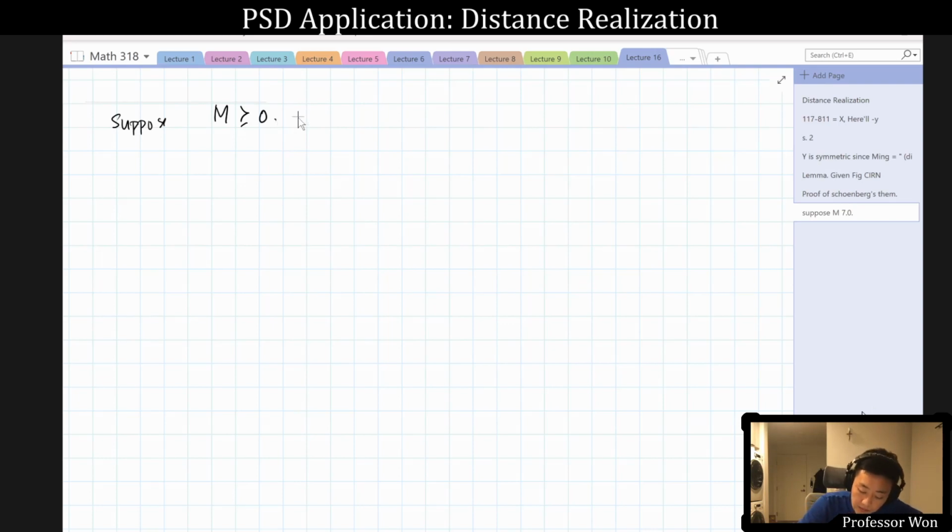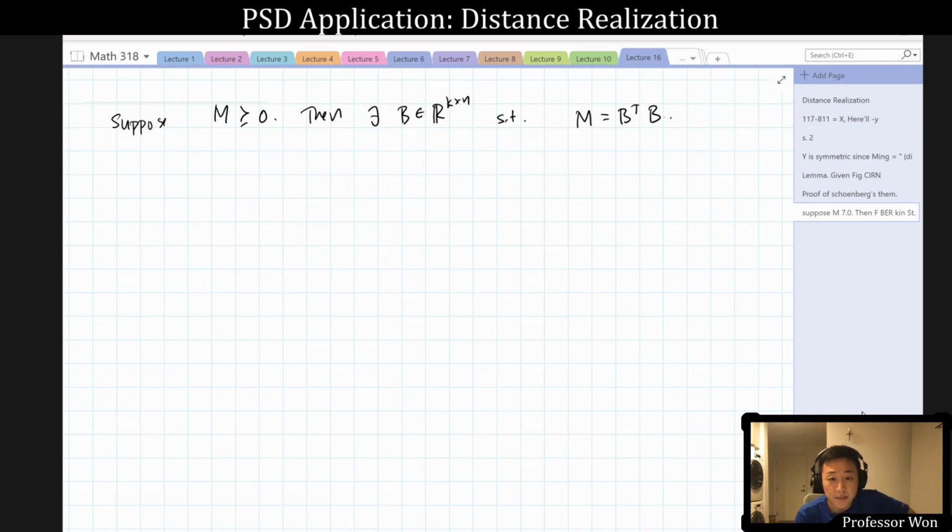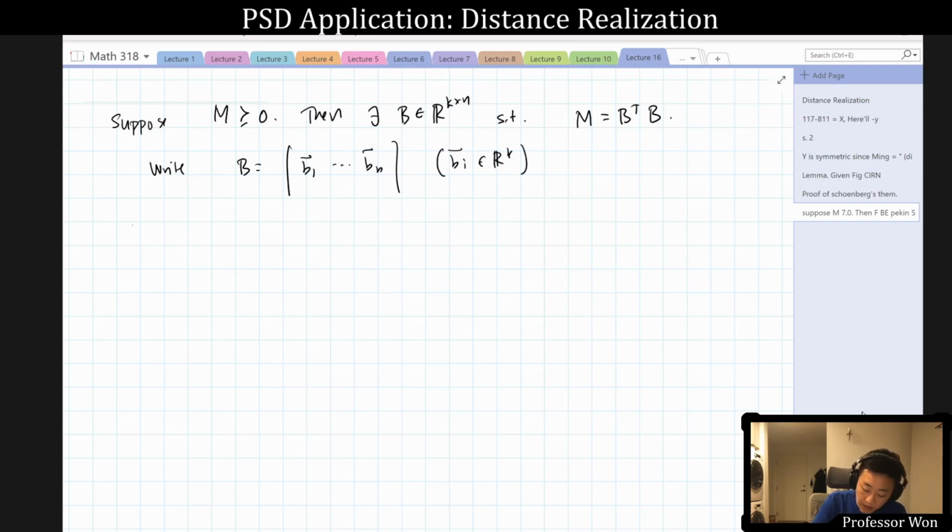Then by our theorem, what this means is that there exists a k by n matrix B such that M equals B transpose B. We have a theorem that says that being positive semi-definite is equivalent to being able to be written as B transpose B. Now what we're going to do is write B in terms of its columns, B1 through Bn. Each of these Bi's is in Rk, since it's a k by n matrix. We're going to set P0 to be the 0 vector and Pi to be Bi for all i equals 1 through n.